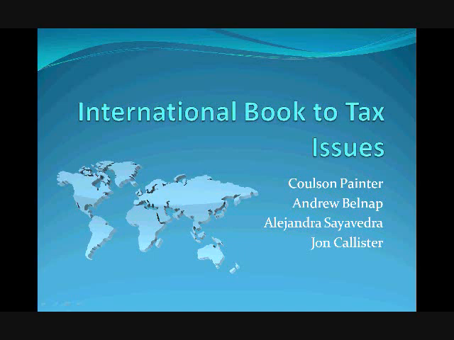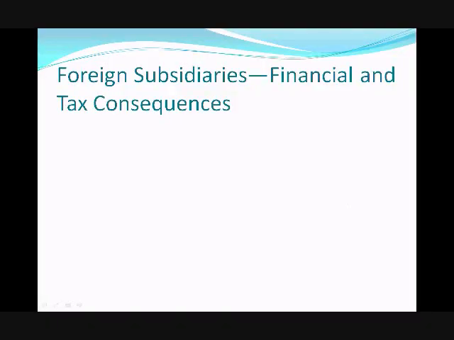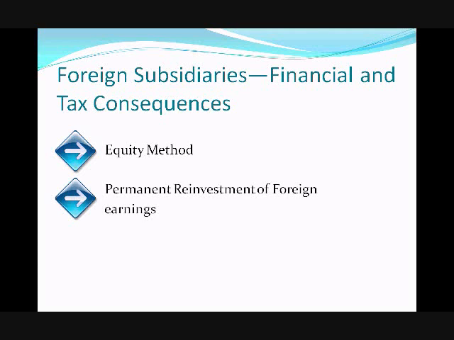This is a presentation on book-to-tax, permanent and temporary differences arising from intercompany transactions between a U.S. parent corporation and its foreign subsidiaries. We'll start by looking at the financial effects of the U.S. parent company, assuming that it owns 100% of the foreign subsidiary and accounts for this investment in their books by using the equity method. Then we'll explain the tax consequences of having a permanent reinvestment of foreign earnings.